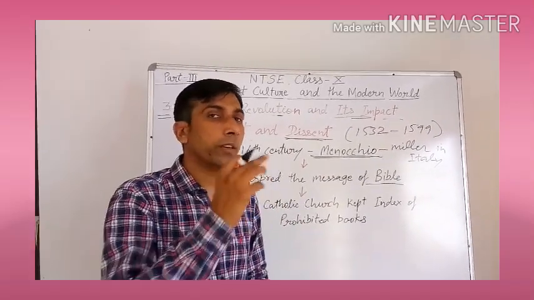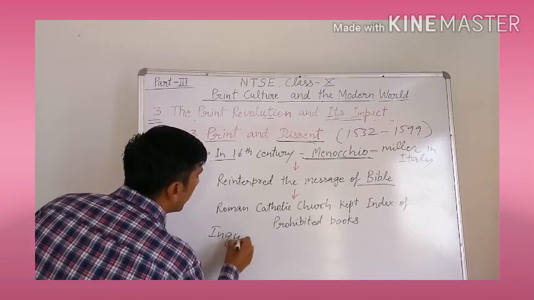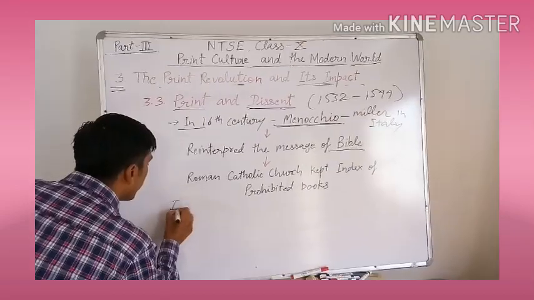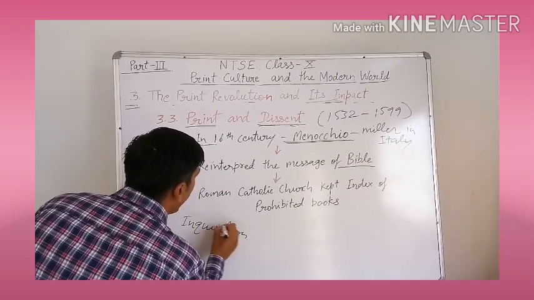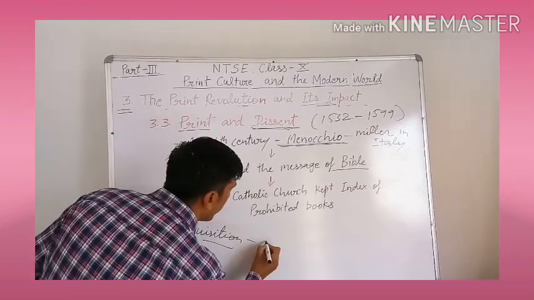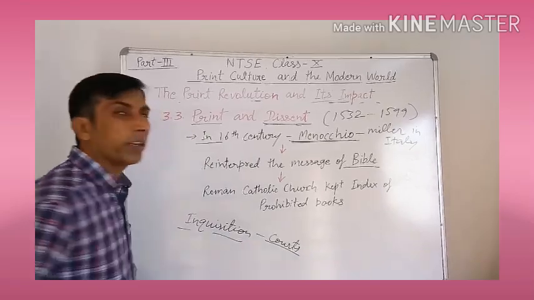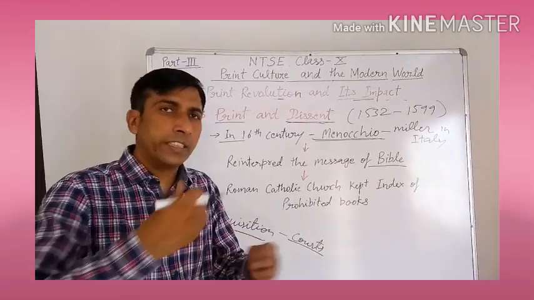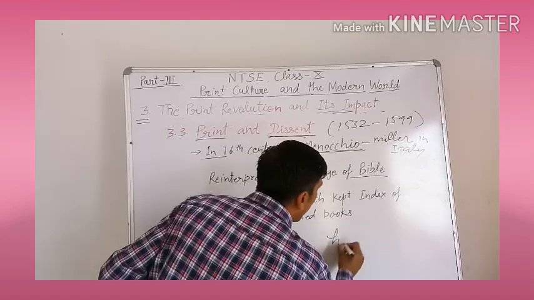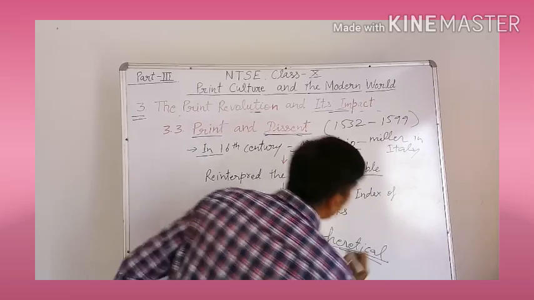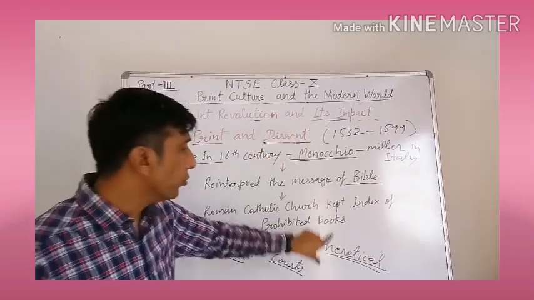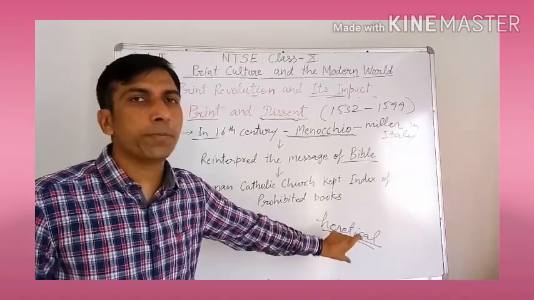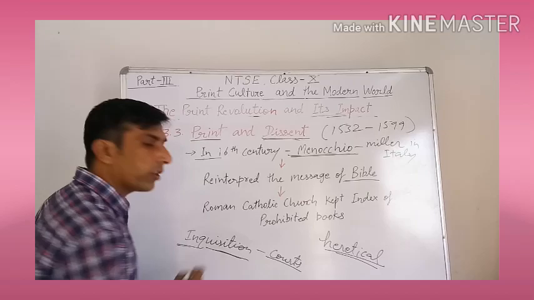So what used to be done at that time? Inquisition. Inquisitions were the courts of the Roman Catholic Church. In these courts people were punished, and hearings were held against people with heretical ideas. Heretical ideas were the dissenters. Clear? Those who used to oppose the beliefs of the Roman Catholic Church were known as heretics. So these heretics were tried in the Inquisition courts of the Roman Catholic Church.